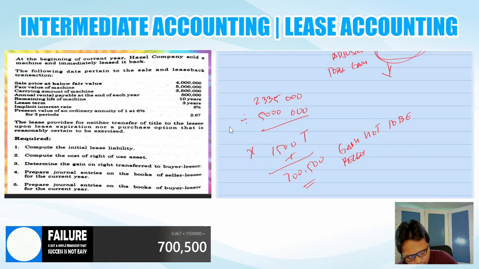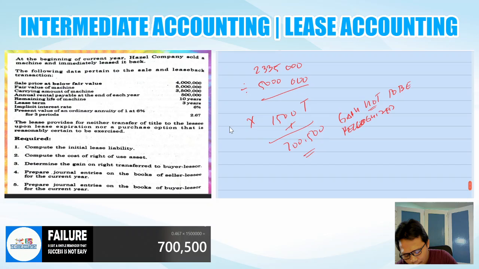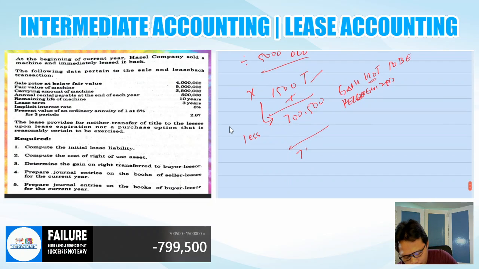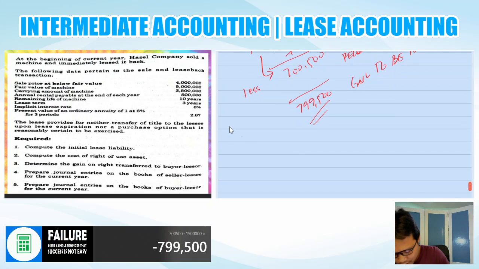Ito yung gain not to be recognized. Kasi nga, this pertains to the gain retained by your right of use asset. Okay, not to be recognized. The adjusted total gain less the gain not to be recognized. Okay? Less yan siya. So 1.5. Obviously, we have a gain to be recognized of 799,500. Diba? So, dali na lang. Journal entry na tayo.